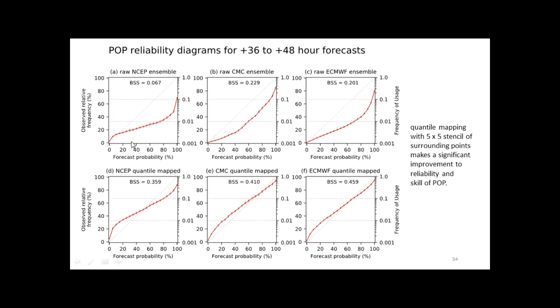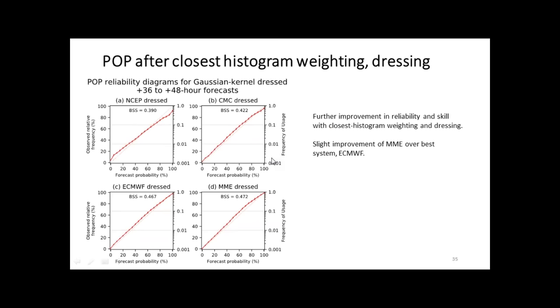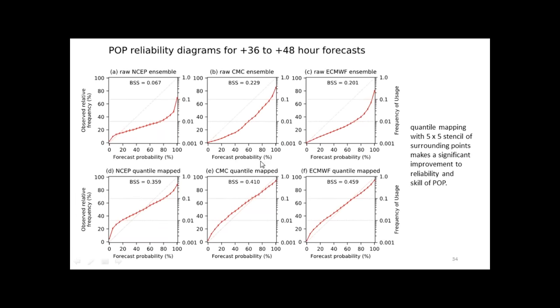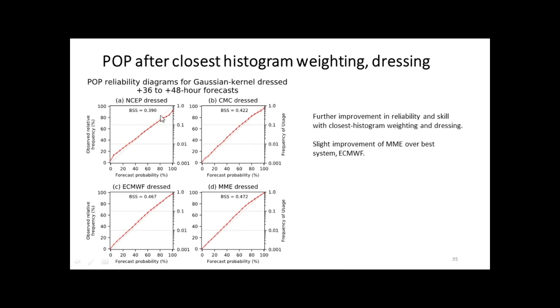Okay, looking at some reliability diagrams. Looks like the histograms didn't show up in this figure for some reason. Coloring looks to have been washed out. So in any case, raw ensemble, quantile mapped, as I showed before, and then the reliability is substantially improved now after this subsequent step of dressing the ensemble. These are POP forecasts here.